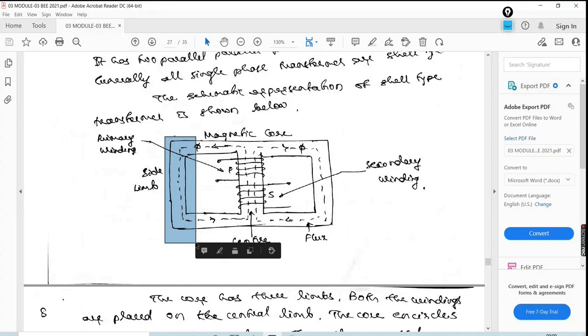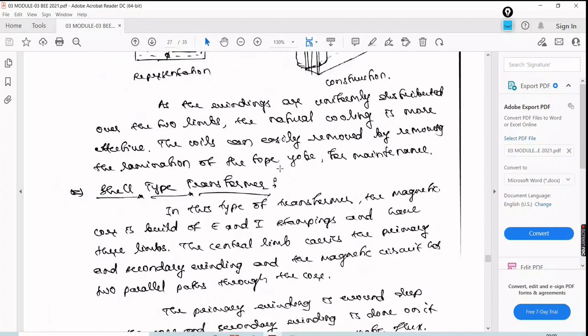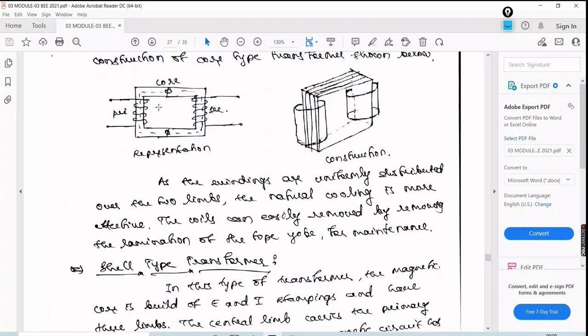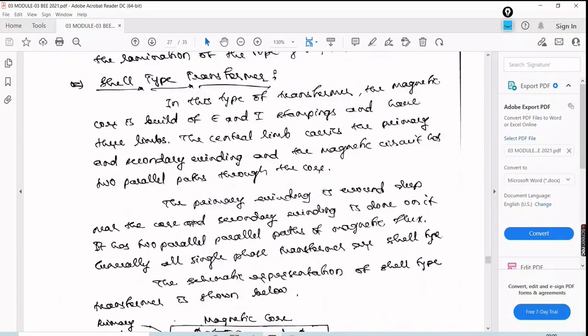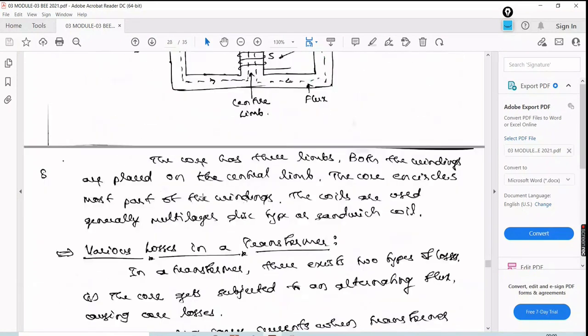But the core type of transformer is not commonly used because there will be more leakage flux in it. If the leakage flux is more, then obviously the voltage magnitude will get reduced. This is with respect to the shell type and the core type of transformer.